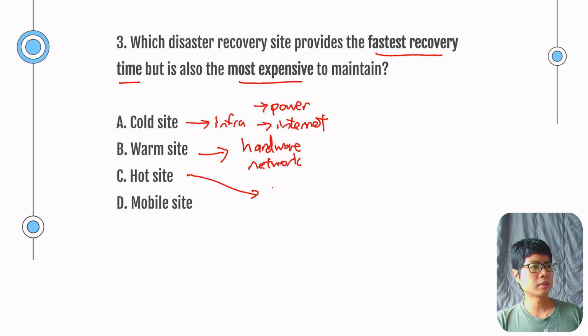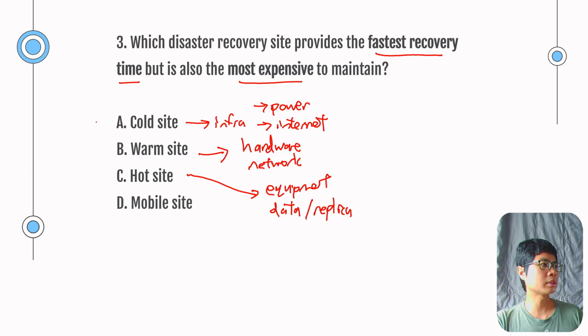So for a hot site, we have all the equipment in place already, and we also have the data, or at least a replica of the data in place. And so this would be the fastest to recover from. All you need to do is switch over the traffic to go to this hot site, and it's already operational and ready to go. So in terms of cost and in terms of time, the cold site will take the longest.